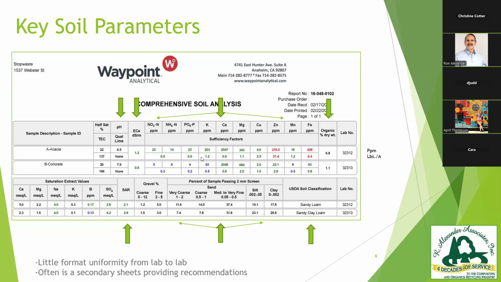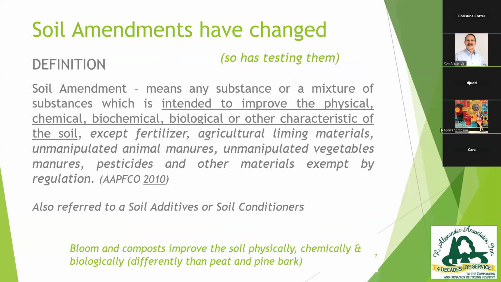I'll get into talking about nutrient data in a minute. And then there's SAR, or sodium absorption ratio. That has to do with are there detrimental salts in the soil? A lot of people don't test for that. But this is a very standardized test data sheet, but they all look different.